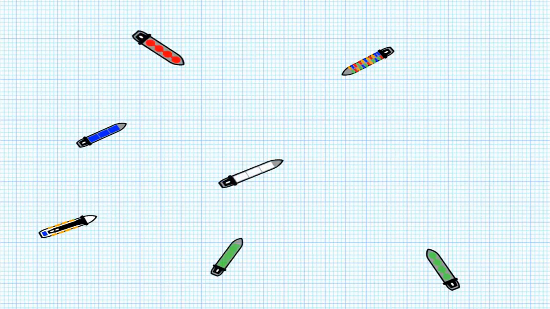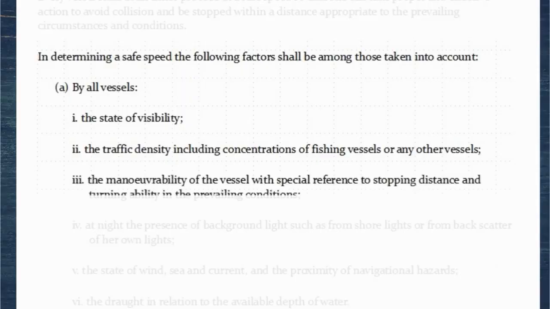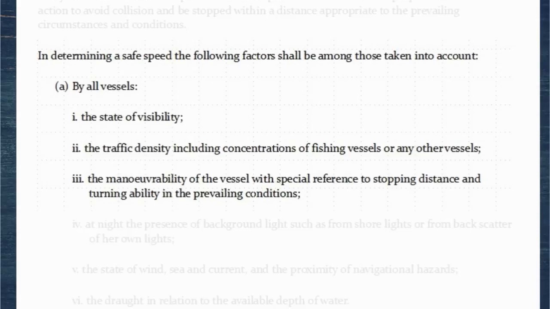The manoeuvrability of the vessel, with special reference to stopping distance and turning ability in the prevailing conditions. Fairly obviously, if you're on a supertanker that's going to take 3 miles to stop, you're going to want to be travelling slower than if you're on a high-speed ferry that can pull up within its own length. These are all going to affect your decision on what a safe speed is.